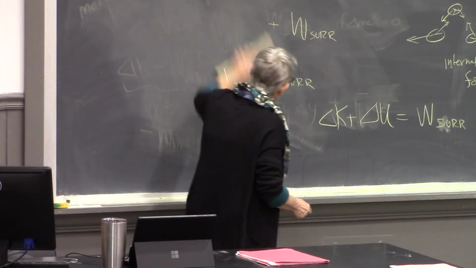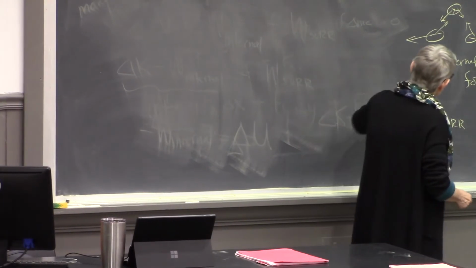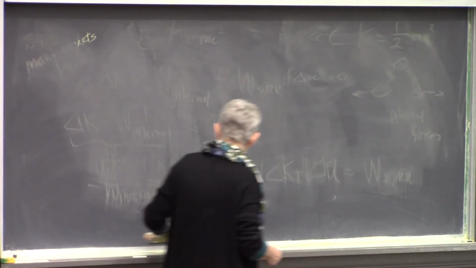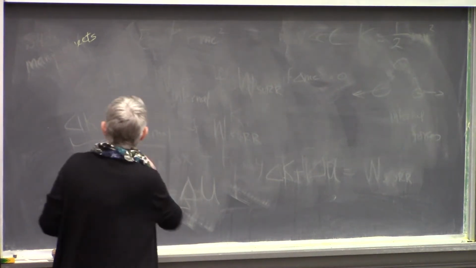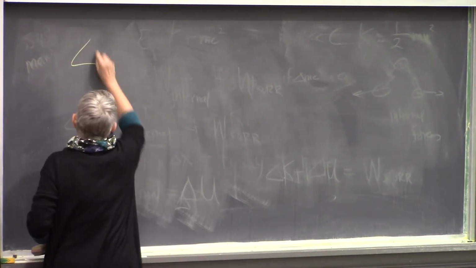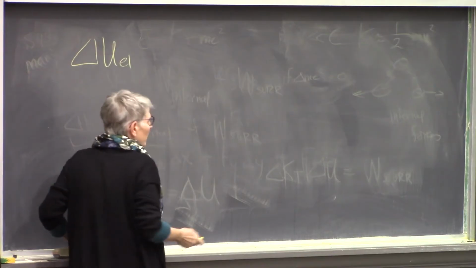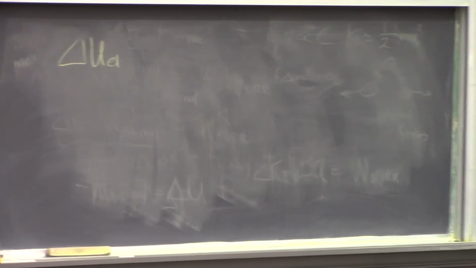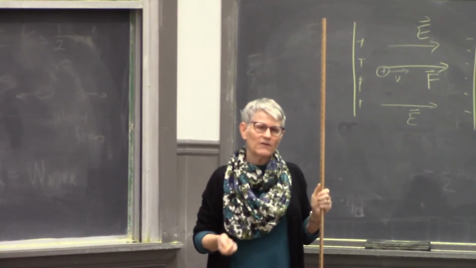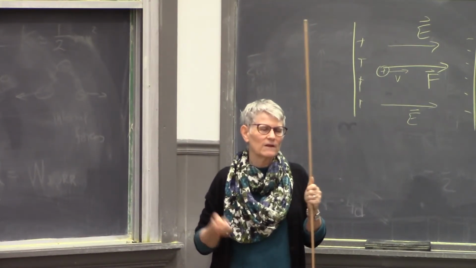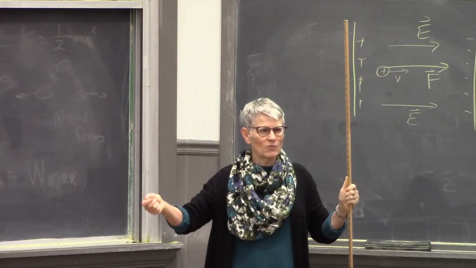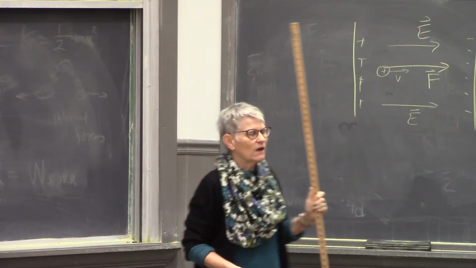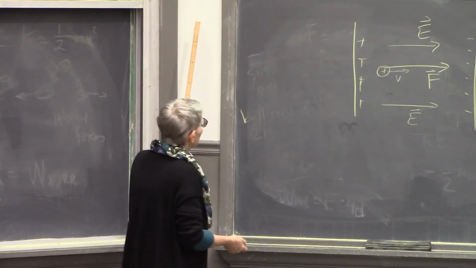Okay, so how would we calculate the change in electric potential energy for this process? We know how to calculate the change in kinetic energy. If we know the initial speed and the final speed, we can take half m v final squared, subtract half m v initial squared, and that's the change in kinetic energy. So how do we calculate the change in electric potential energy?